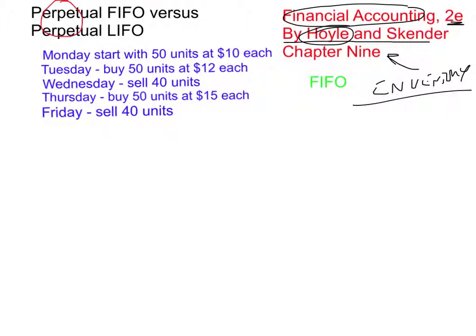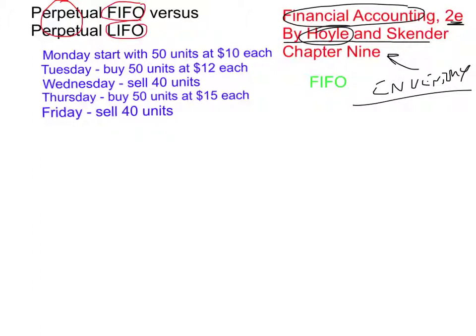A perpetual inventory system is one that keeps up with the inventory as you buy and sell it. In a perpetual inventory system, you should always know how much inventory you have on hand and how much inventory you have sold. We're going to couple that, though, with a conversation about FIFO versus LIFO.